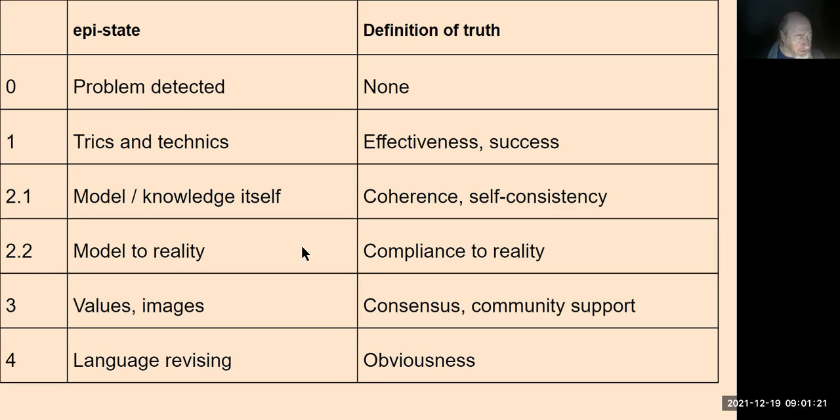Compliance to reality is about the model and the relationships between model and reality. Consensus and community support is about images and values, state number 3. Obviousness is about state number 4 and language revising.